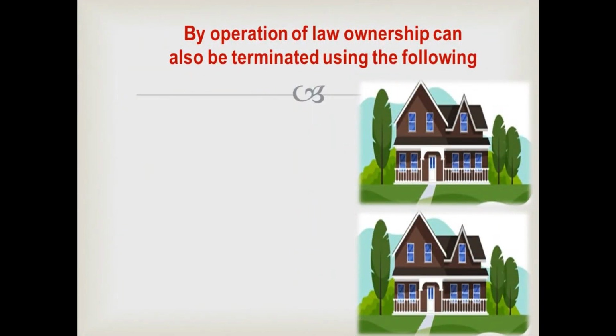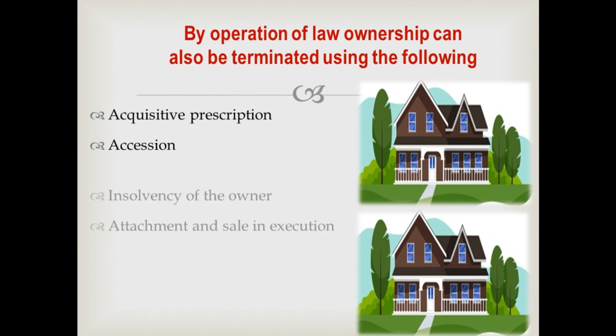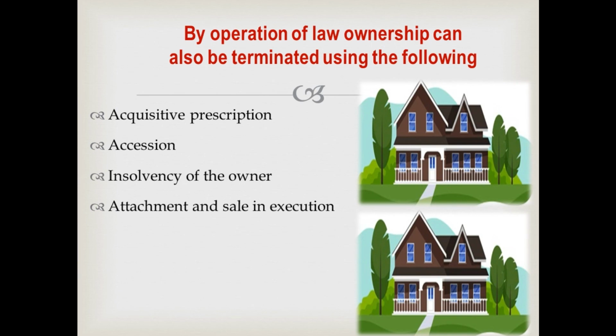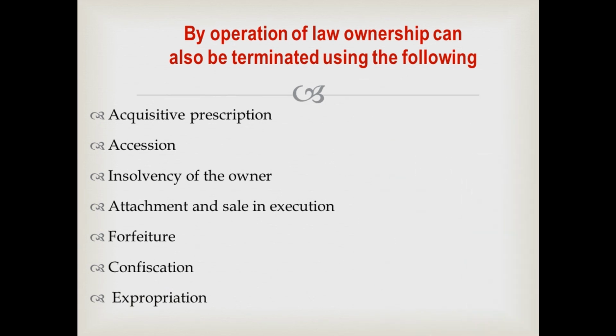Then, law itself, by operation of law, ownership can also be terminated using the following: acquisitive prescription and accession, insolvency of the owner, attachment and sale in execution, forfeiture and confiscation, expropriation. Those are the ways in which ownership can be terminated by operation of law.